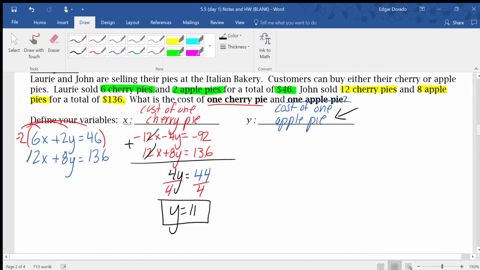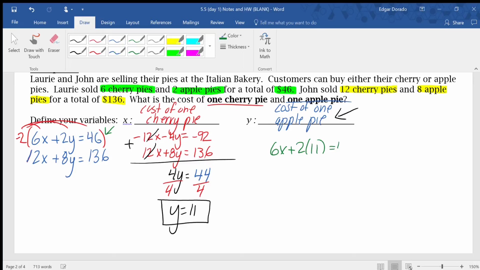Okay. All right, let's go ahead and do the second part, which would be the x. Well, all I have to do now is substitute that y into one of my original equations. I'm going to choose this top equation, guys, just because the numbers are a little smaller. So I'm going to do 6x plus 2 times 11 equals 46. This would be 6x plus 22 equals 46.